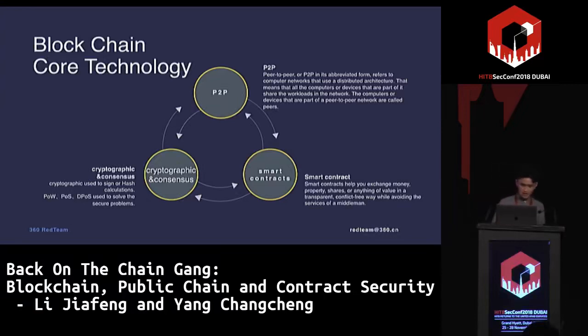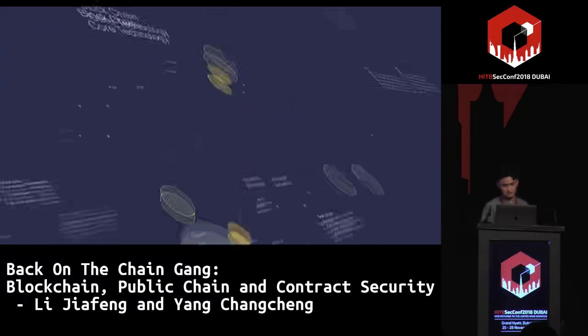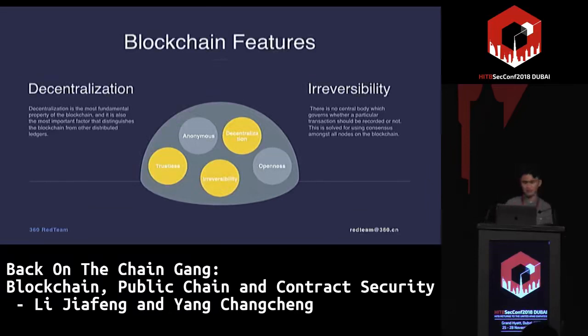Each peer in the peer-to-peer network is equal to the other peers, so there is no privileged peer, and there is no central administrator device in the center of the network. So this is a core technology, and also smart contracts and others. Then the blockchain features. If you are a hacker, you must focus on these features. This is very useful.